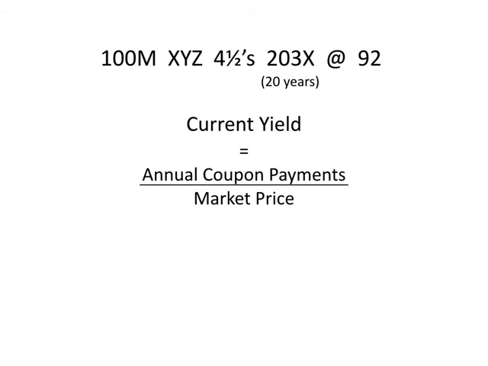Next up, current yield. Current yield is computed by dividing the annual coupon payments by the market price. For the XYZ 4.5s, annual coupon payments equal $4,500, as calculated previously in the nominal yield example. To compute the current yield, divide the $4,500 of coupon payments by the market price of $92,000, resulting in a current yield of 4.89%.